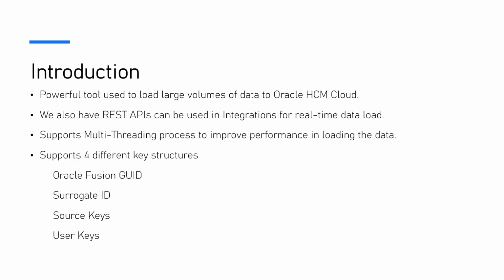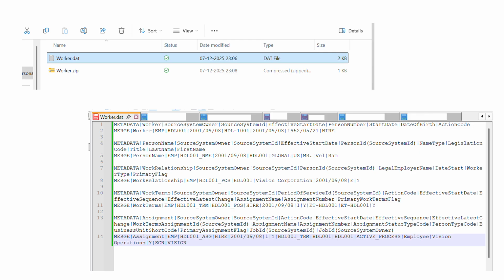HDL also supports four different key structures: GUID, surrogate ID, source keys, and user keys. These are the four different key structures that HDL can support whenever you load the data.